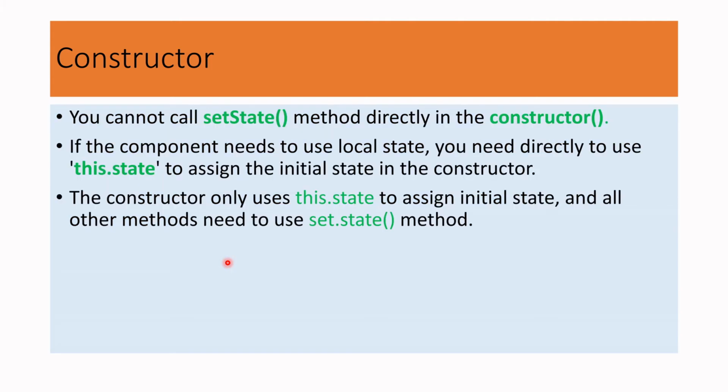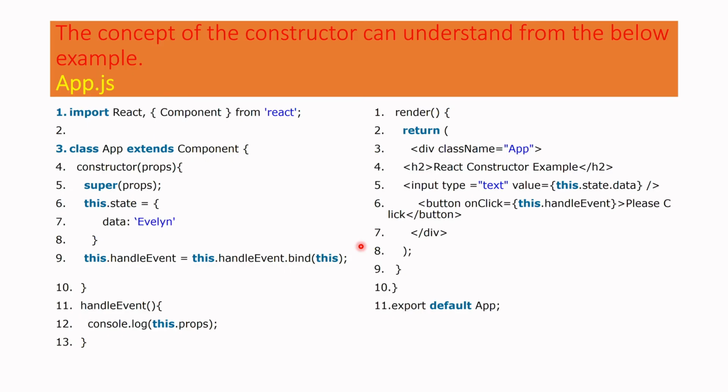You cannot call the setState method directly in the constructor. If the component needs to use local state, you need to directly use this.state to assign the initial state in the constructor. The constructor only uses this.state to assign the initial state, and all other methods need to use the setState method. Here, this is the class component extending Component, which we import from the React module. The constructor we have written here, and we are passing the props.